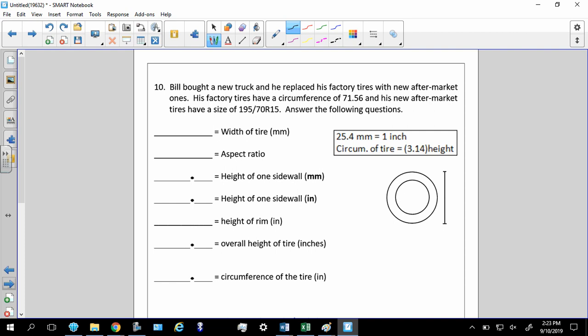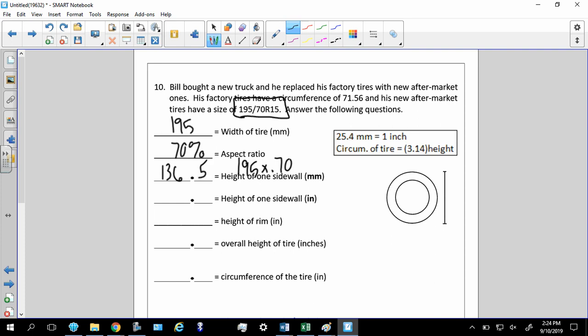All right, let's talk about a tire. Bill bought a new truck, and he now has new tires with that measurement. Remember, the first number is the width of the tire. The second number is the aspect ratio, which is a percentage. So to find the height of one sidewall, remember, you take the width and you times it by 0.70. Not divide it. Some folks are dividing. Don't divide it.